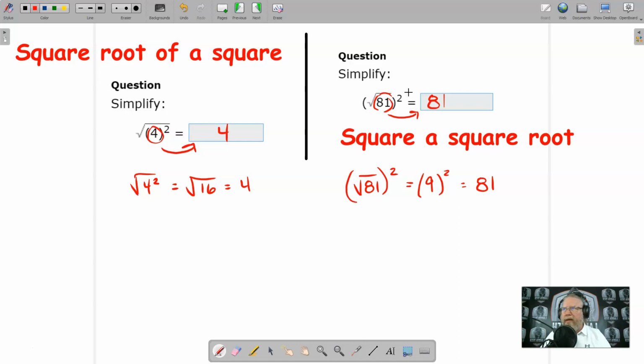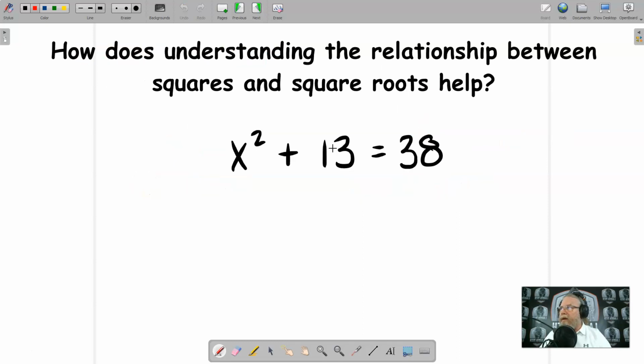Kind of a tongue twister there. A lot of the word square seems to be floating around quite a bit. Now, you might wonder, how does understanding the relationship between squares and square roots help?